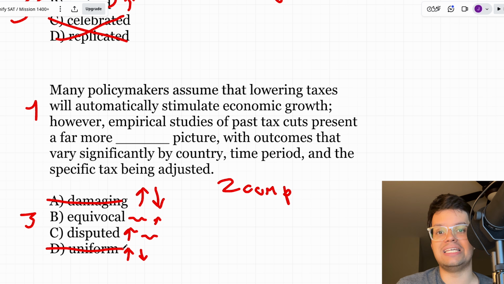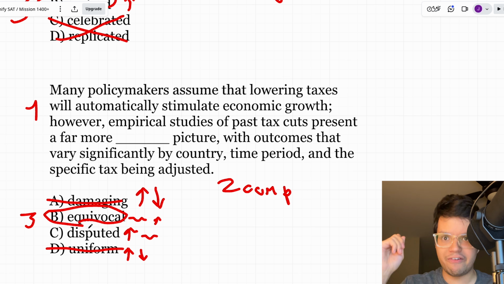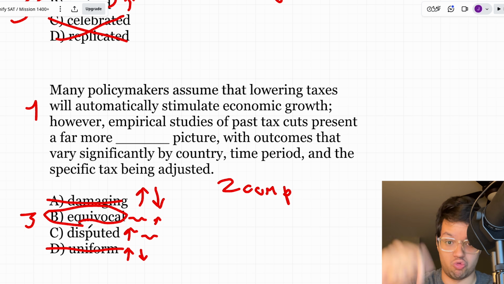So really between B and C, and here's a thing that might change your way of looking at these questions. I would actually really go for B for the answer for this one, because disputed, I feel pretty confident about it, that it's actually wrong.